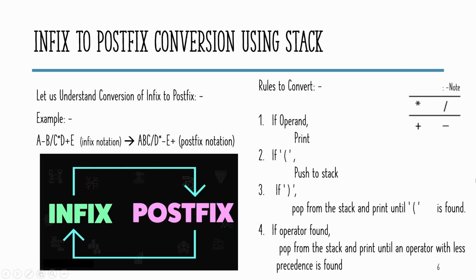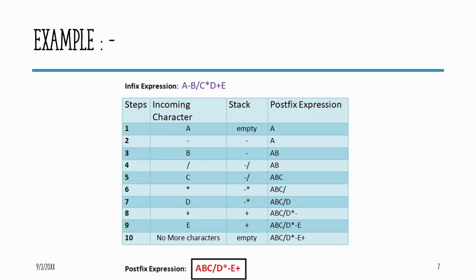This can be a little confusing, so without any further ado, let's get to an example. Here is an example for the conversion between infix and postfix expression. As we can see, a minus b divided by c into d plus e is an infix expression, and we have to convert it into a postfix expression. So we'll be iterating over this as a string. If we start iterating over it, the first thing that comes is a.